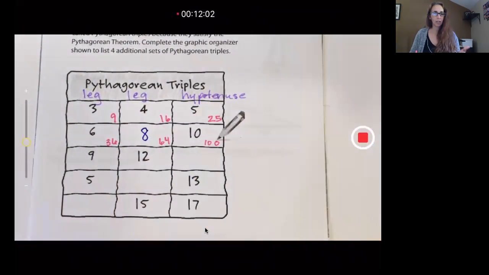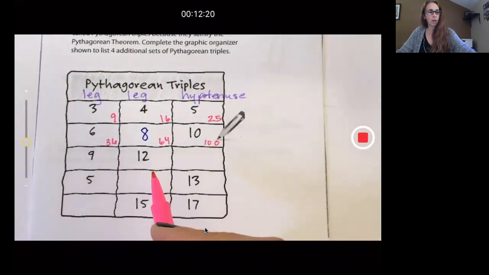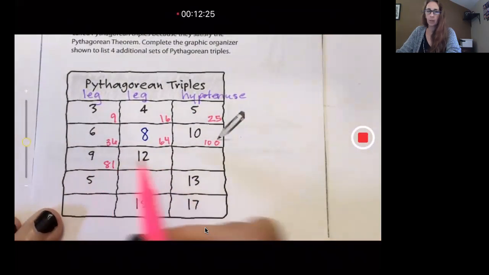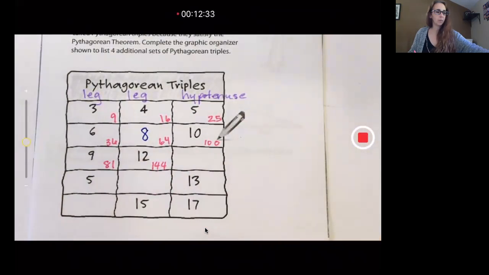All right, so try the next one. Now the next one does give you the leg, and you're looking for the hypotenuse. It's probably the easier one, because we don't have to do any subtraction here. So let's take a look. 9 squared. 12 squared. Add them together. Find its square root. I'll give you a moment. You can pause it. It's probably easier if you just keep playing it.